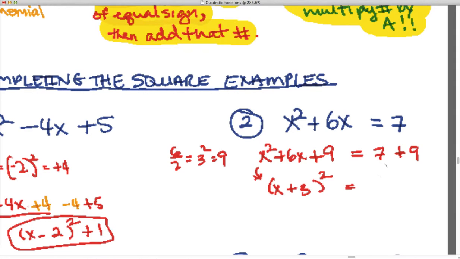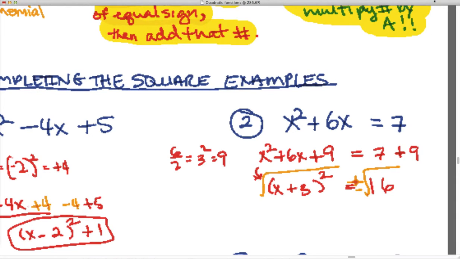So here we have 9 plus 7 is 16. Now, I guess if we were solving for x in this problem, your next step would be to square root both sides. And if you square root both sides, don't forget the right hand side always gets a plus or a minus when you square root or do an even root.